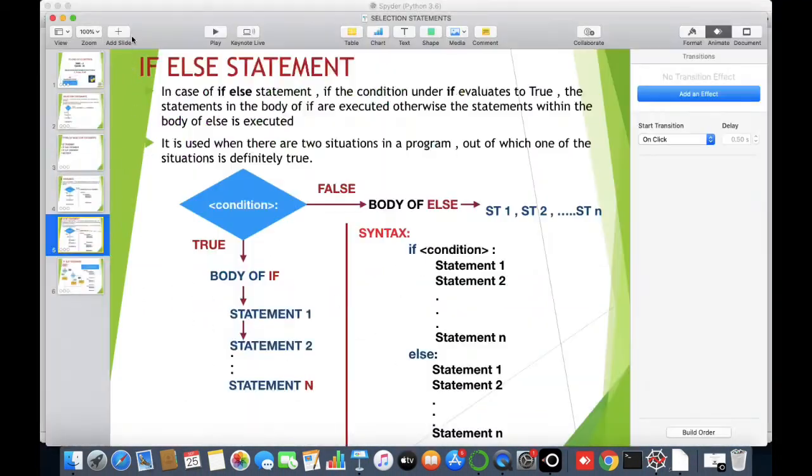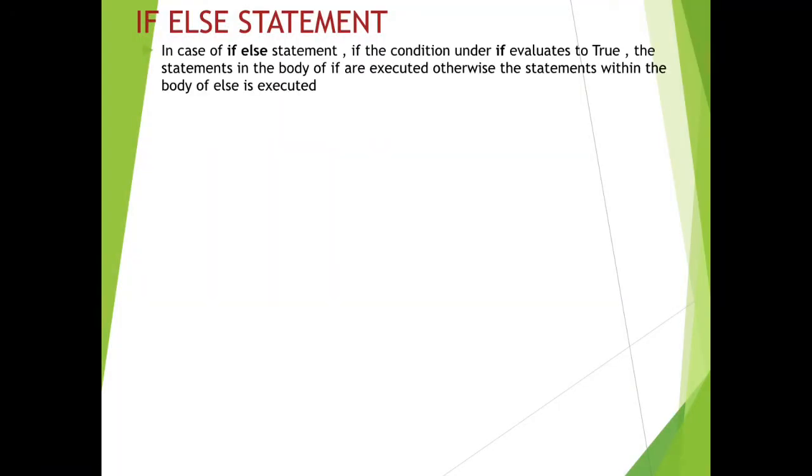Now let us go to the next type of selection statement, that is the if else statement. In case of if else statement, there are two things here, if and else. If the condition within if evaluates to true, then the statements in the body of if are executed. Otherwise, the statements within the body of else are executed. So if the condition is true, whatever is written within if will be executed, and if it is false, then whatever is written within the else statement will be executed.